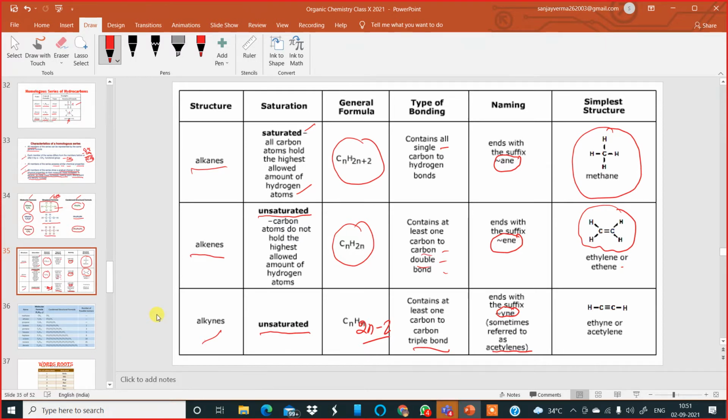So alkynes are also called acetylenes. Their reactivity is very high. Acetylenes have very high reactivity. Okay, so they are called acetylenes also.